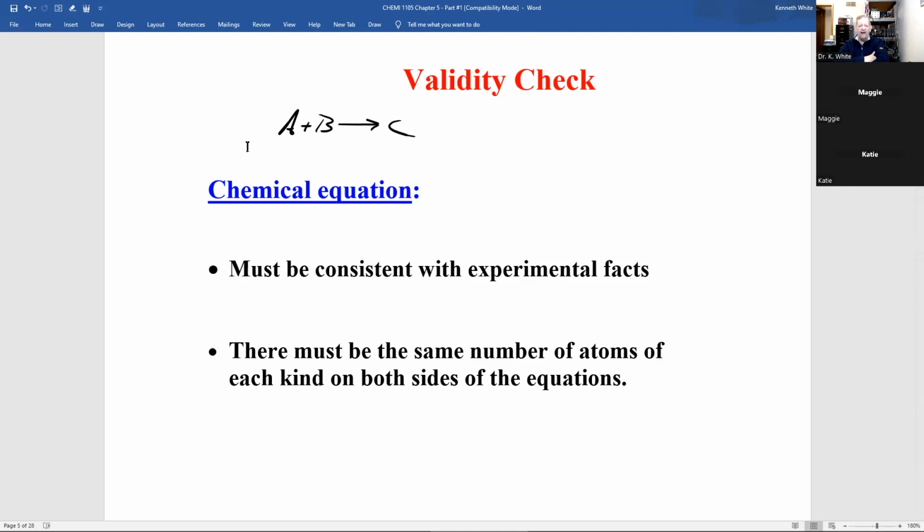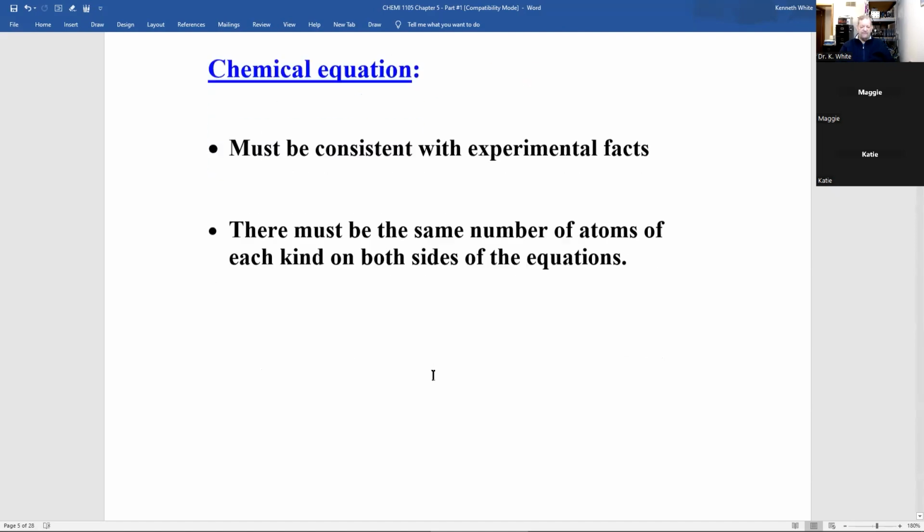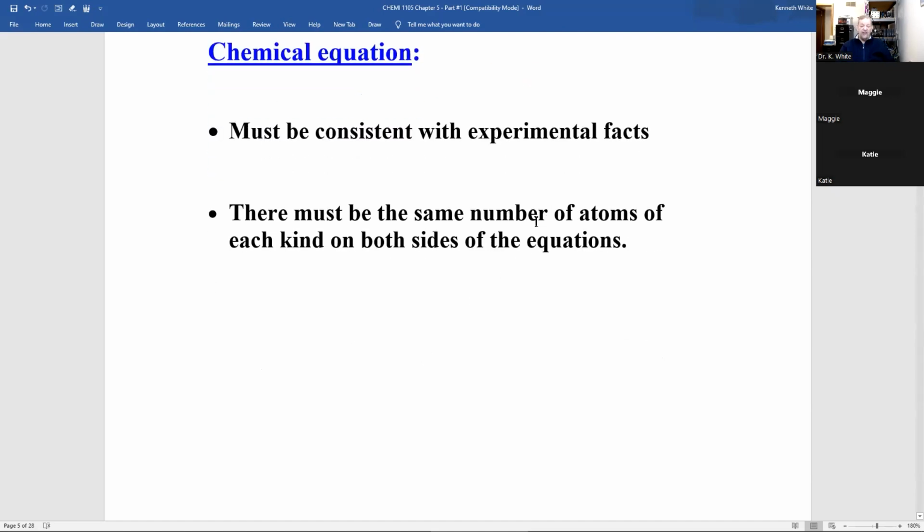Because of the law of conservation of mass, in a chemical reaction, you never create or destroy atoms. In a chemical reaction, you never create or destroy atoms. And what does that mean? That means there must be the same number of atoms of each kind of element on both sides of the equation, the arrow. And I should also say the same number and same type.